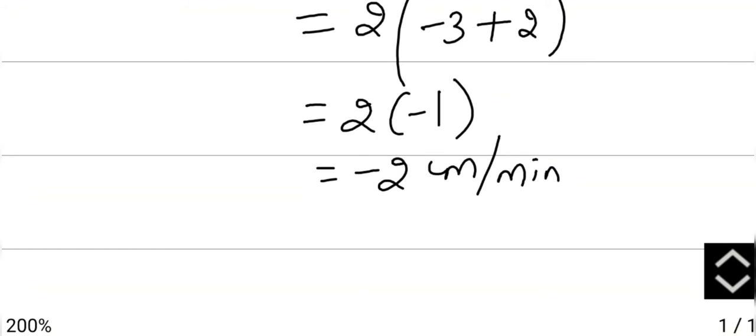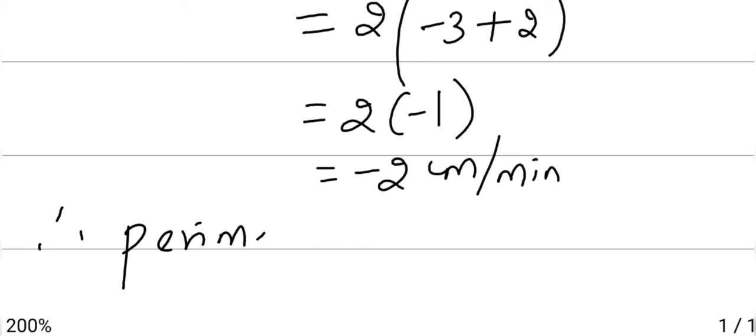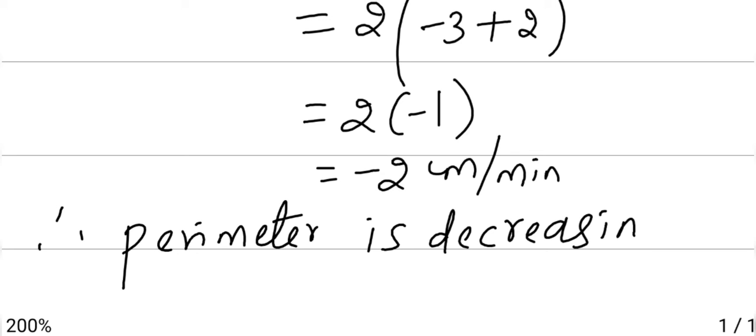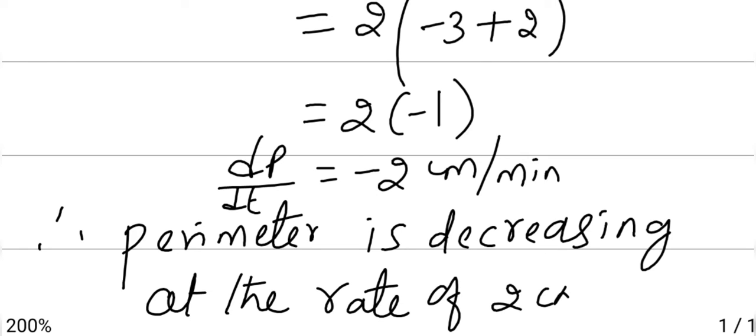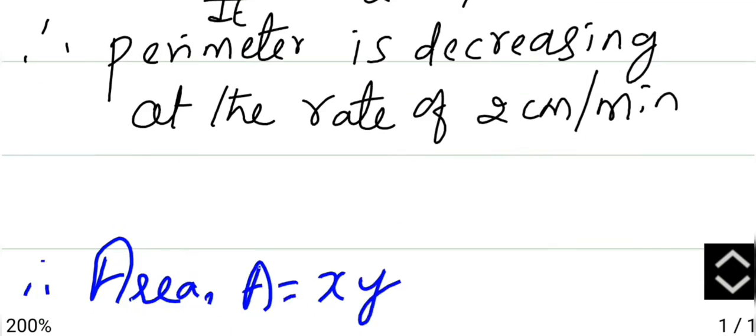You can write, therefore, perimeter. Since it is minus, you can write perimeter is decreasing. If it was positive, you will write it is increasing. The perimeter is decreasing at the rate of 2 centimeter per minute. So this way you will calculate the perimeter of the rectangle.